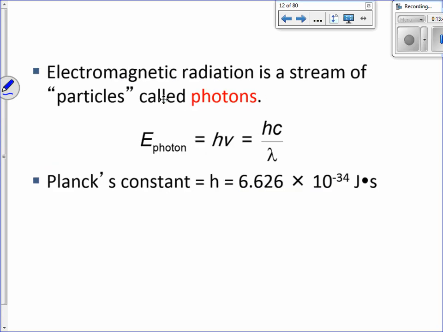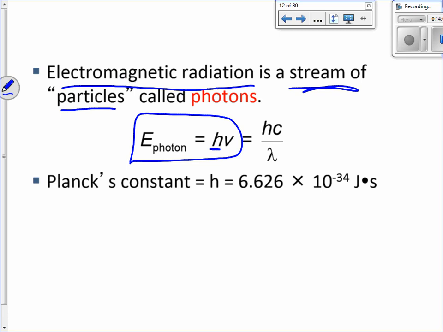So what is a photon? It's some kind of stream of electromagnetic radiation. A stream of those particles are called photons. So X-rays, gamma rays, radio waves, infrared, all of them come in streams of photons. Visible light, photons.